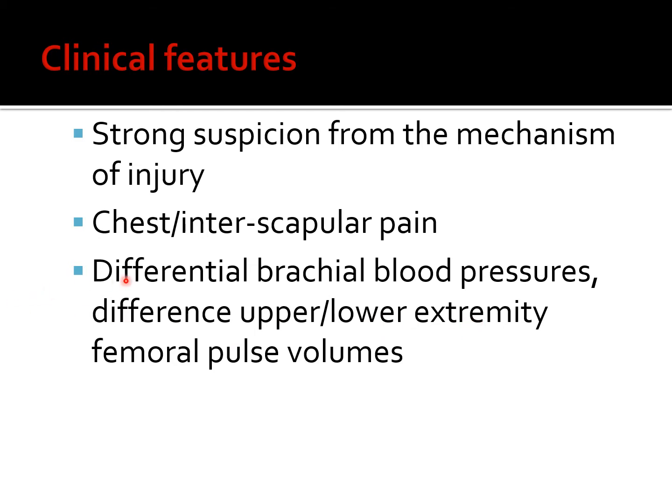What is important is the examination of the brachial artery and the lower extremity pressures. The differential brachial blood pressure between the right and the left will tell you whether your rupture is before the left subclavian artery or after it. If it is before the left subclavian artery, usually there is a difference of pressure or pulse between the right and the left radial pulse. If the aortic rupture is after the left subclavian artery, usually there is a difference of pressure between the upper and lower extremity femoral pulse volumes or pressures.